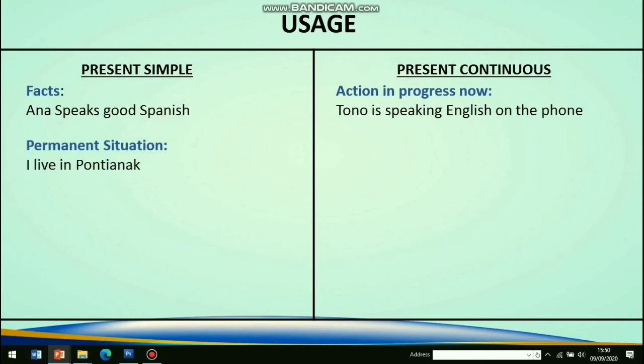Number 2, present simple is used to talk about a permanent situation. For example, I live in Pontianak. And then, present continuous is used to talk about a temporary situation. For example, I feel bored at home and I go to another city. I'm going to stay at a hotel. And I can say I'm staying at a hotel. This is only a temporary situation. So we're going to use present continuous.